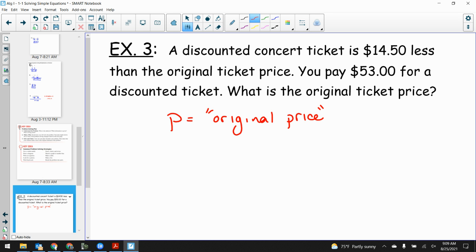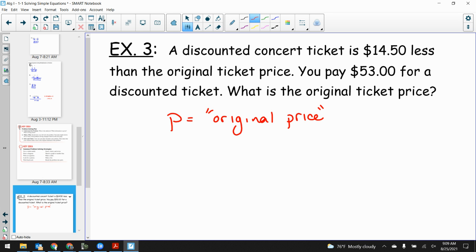I always like to define a variable. For word problems, I don't often use X. I try to make the variable mean what we're looking for. So P for original price. Now, can we create an equation that represents this situation? Well, let's read the first sentence. The discounted ticket is $14.50 less than the original. How do I represent just that phrase?